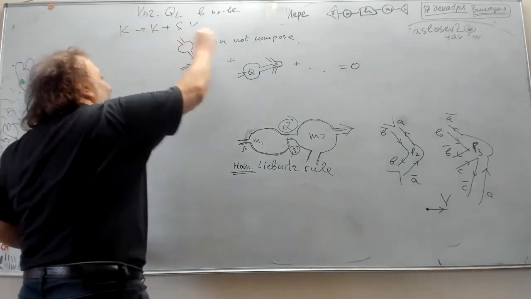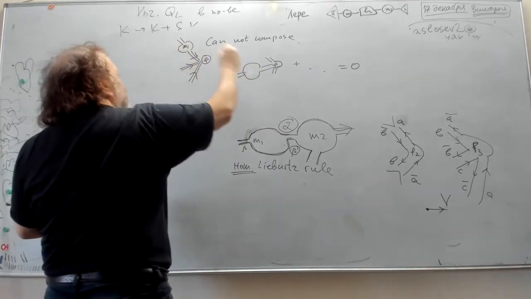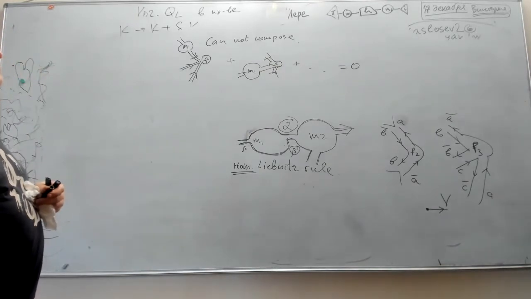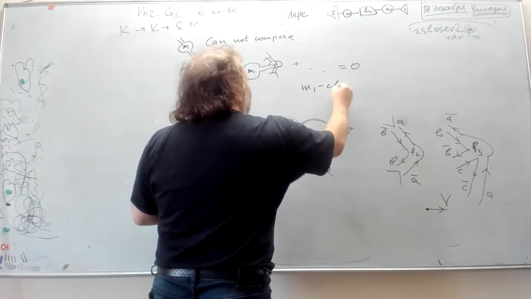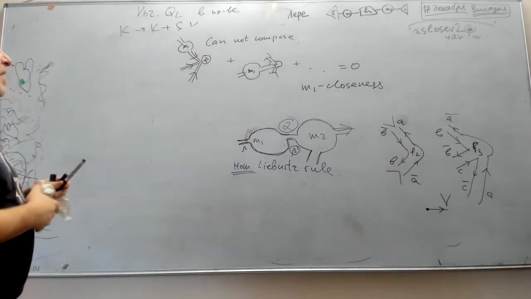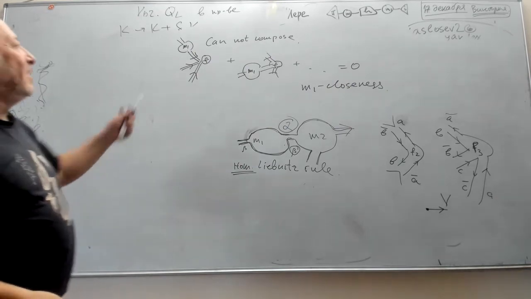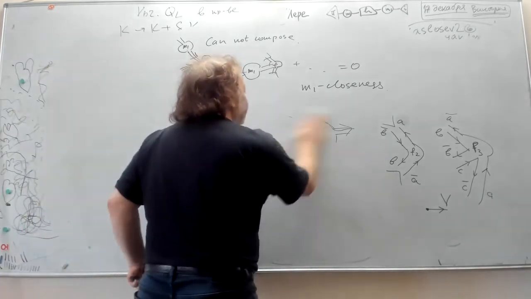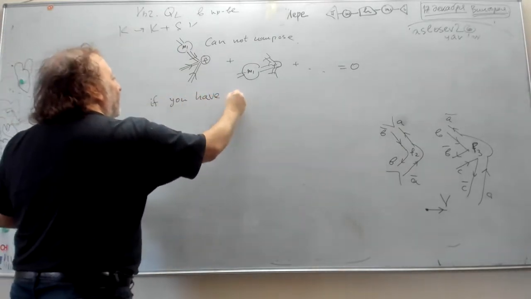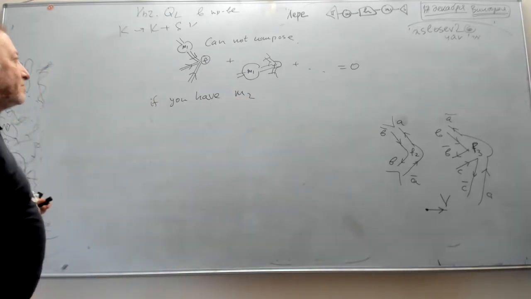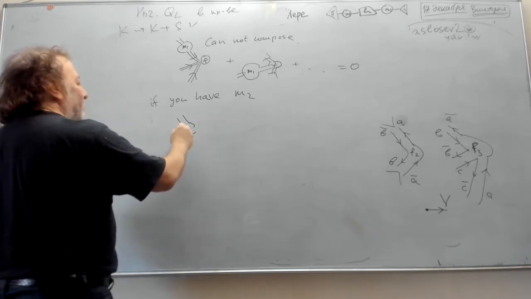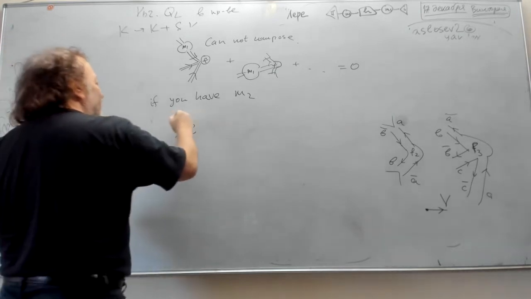You can also put here M1. And such a diagram would mean M1 closeness. However, things become more interesting if you have M2. If you have M2, you could have the following diagram. You see, the rule is very simple. You write whatever you can write.